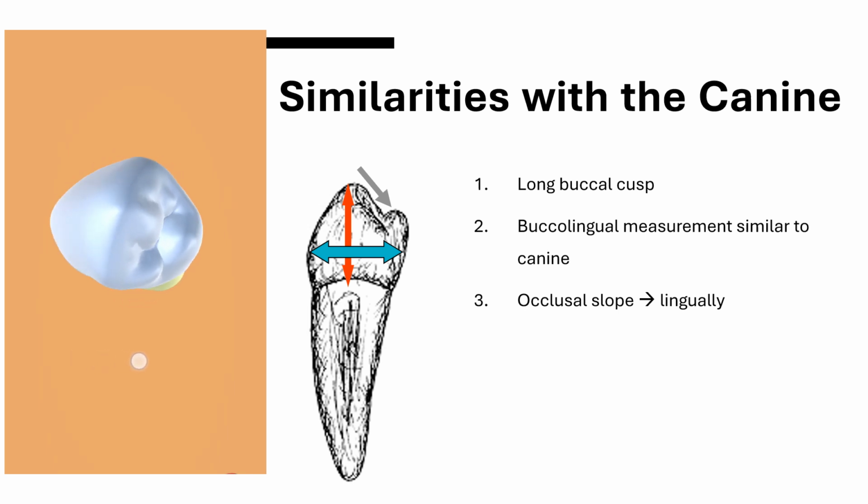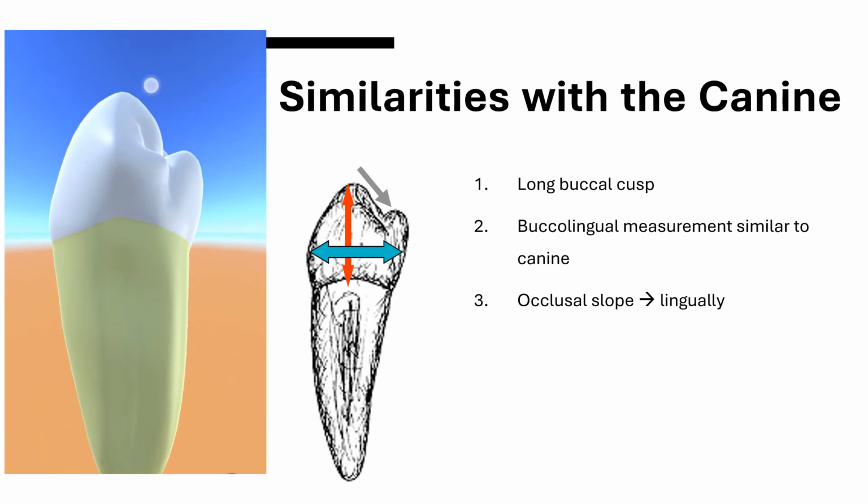Not only that, the mesial aspect shows that the occlusal portion is sloping much more lingually. Usually the premolars have a taller lingual cusp, but in the case of the mandibular first premolar, the cusp is shorter and it gives this slope which makes it similar to that of a canine.